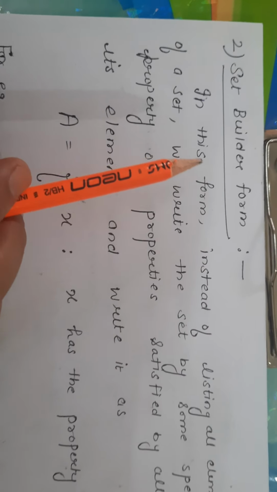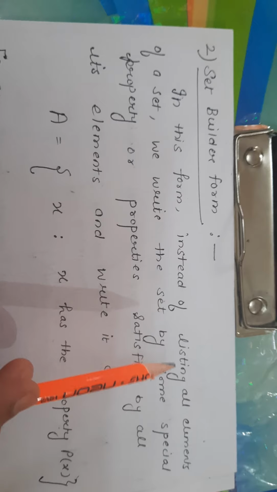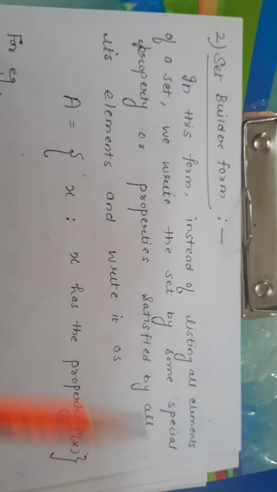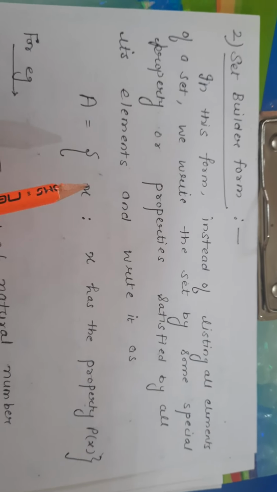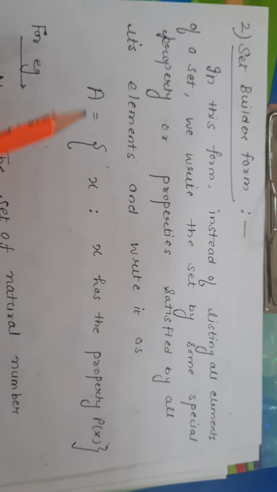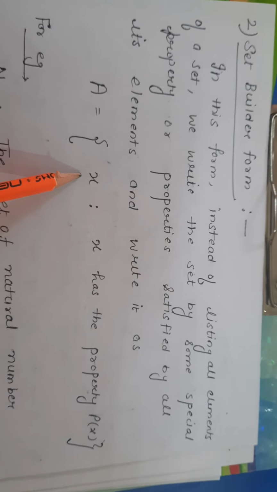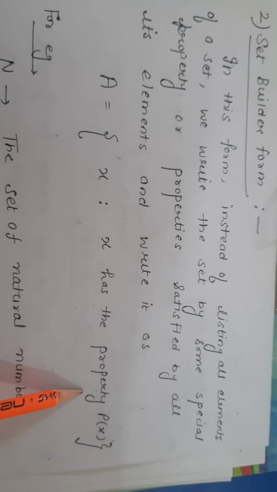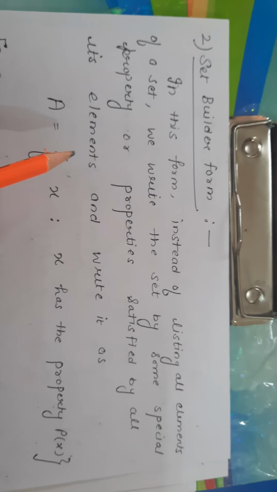The second form of representation of a set is set builder form. In this form, instead of listing all the elements of the set, we write the set by some special property or properties which are satisfied by all its elements. So you'll write like this: A is the set of, you'll apply the curly bracket, all those x which satisfy some general property P(x). This set builder form is very easy to apply.